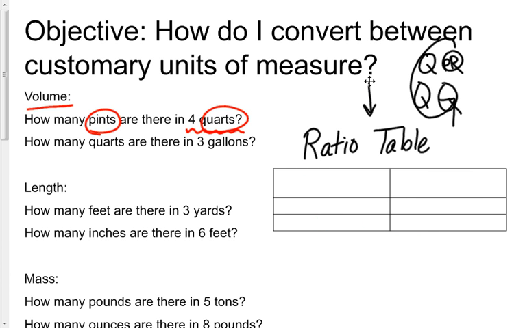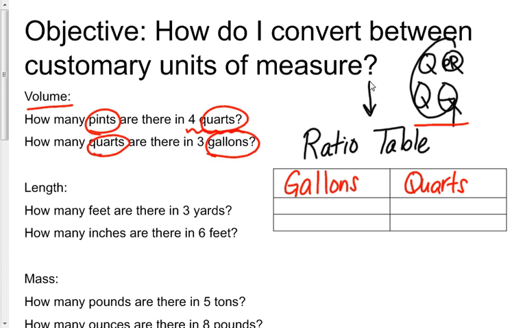So for our next one, how many quarts are there in 3 gallons? I'm going to circle my units, quarts and gallons. In a ratio table, I write down the larger unit first. Gallons is larger, and I can refer to my picture again to see that the G is bigger, and then quarts. And I always write down what I know first. And I know that 1 G, 1 gallon, has 4 Qs, or 4 quarts.